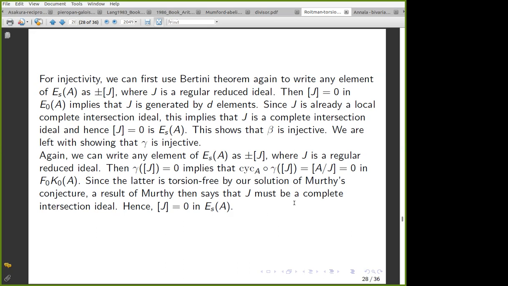So this is where I use theorems A and B both. Yeah, so that's basically another application. It says that over an algebraically closed field, the Euler class group is basically the Levin-Weibel Chow group.